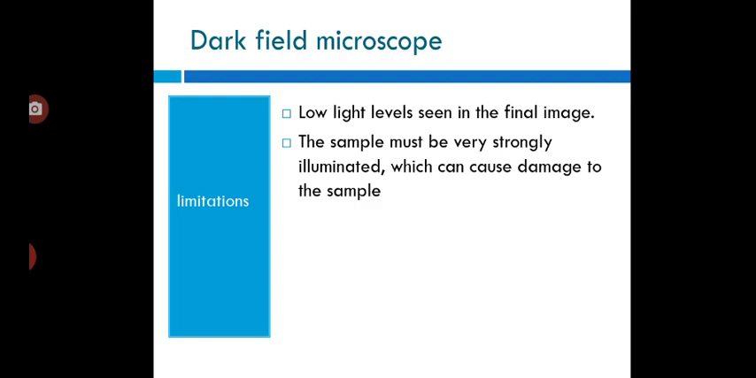Next, to the limitations of this dark field microscope. The main limitation of dark field microscopy is the low light level seen in the final image. Next, the sample must be very strongly illuminated, which can cause damage to the sample. So these are the applications, advantages and limitations of the dark field microscope, which is also an optical microscope used in the laboratory for diagnosis.